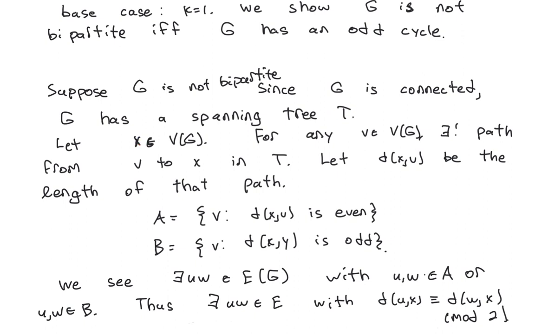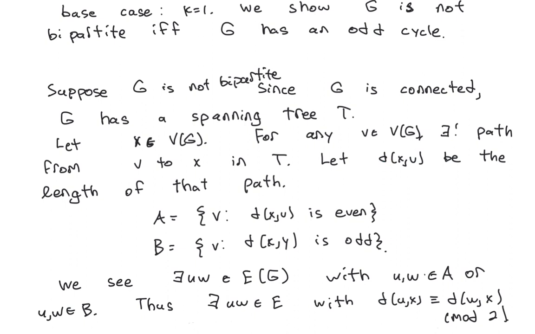So we're going to fix some specific vertex x. And for any other vertex v in our graph, there has to be a unique path from v to x in the tree. And we're going to let d of x v be the length of that path. So d of x v is the number of vertices you have to pass in the tree to get from v to x. Note that we are restricting here to the tree.